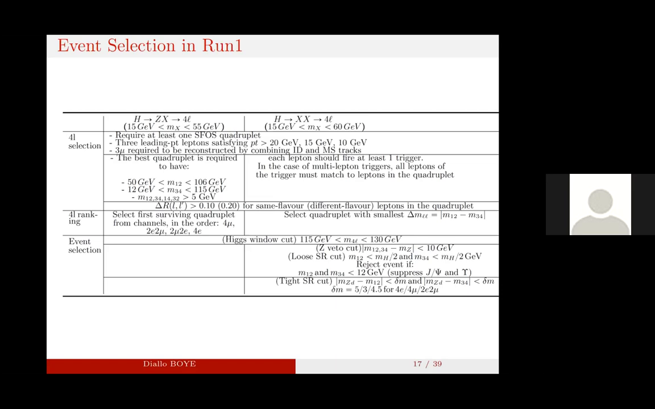And then we apply a Z veto cut, since we don't want to have any Z boson because we are looking for Higgs to Z dark, or Z dark Z dark. So we just cut all events from Z. That's why we apply the Z veto cut. And then we apply a tight signal region cut to be in our signal region.